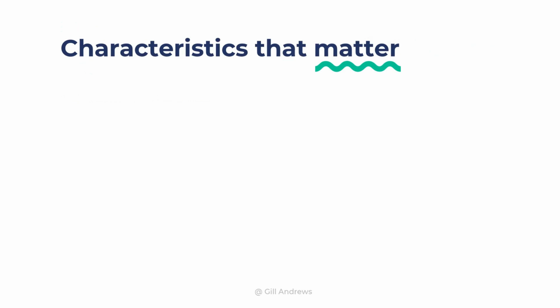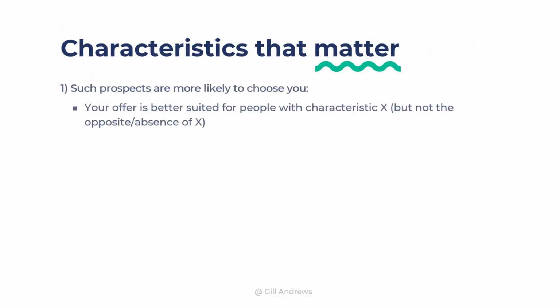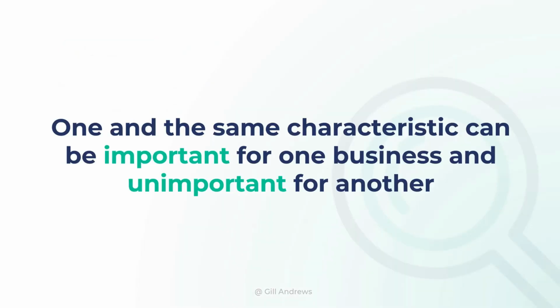It means two things. For one, that your offer is better suited for companies or people like that, and they'll be more likely to hire you. But it can also mean your personal preference when you consciously decide not to work with particular businesses or people for whatever reasons you feel are valid, even if your services would fit them perfectly. We'll look at such deal breaker examples in the next lecture. One and the same characteristic can be important for one business and unimportant for another. Only you can say what matters in your case.